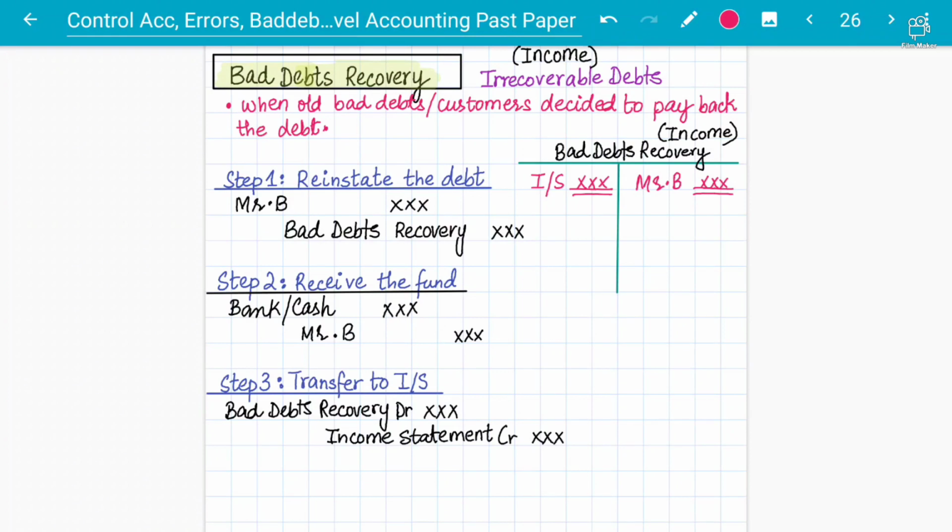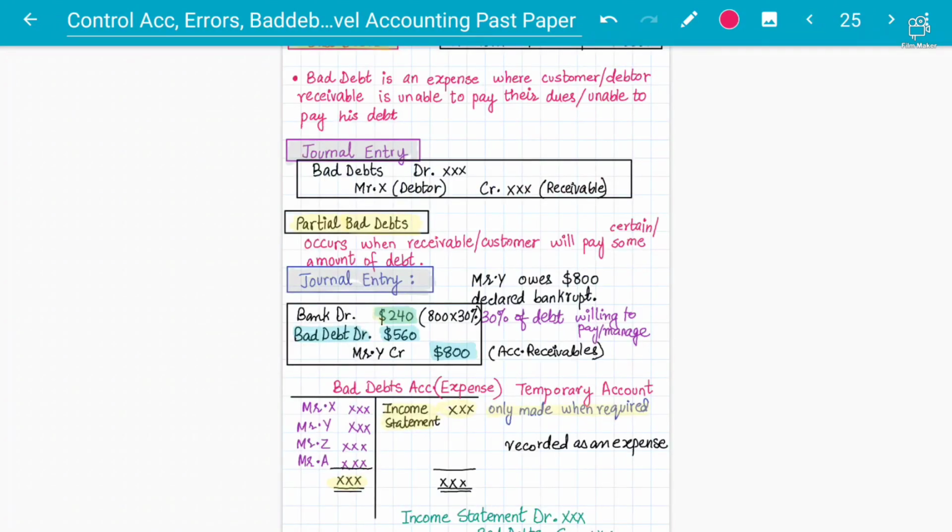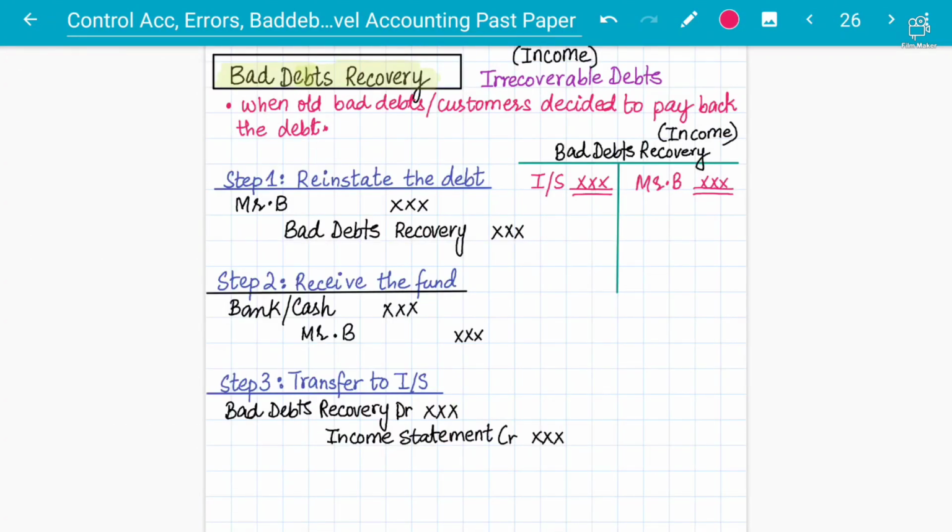So you have to record it in a way that, definitely, when the customer, the debtor, is coming back to pay their debt, you are going to receive the money. So you receive the money, and that will be written as an income for you, because you are receiving the debt that was previous. Because you would have cancelled it as bad debt, you write off, you cancel the bad debts in the current year, so you are going to reinstate the debt, receive the funds, whatever the amount they are paying, you receive it, and then you say that it's an income for us. So that is basically transferred to the income statement.